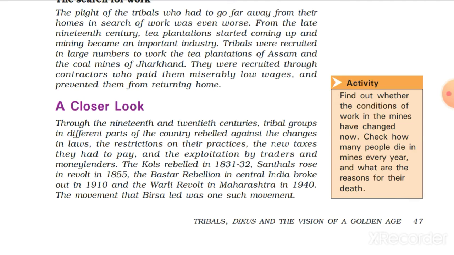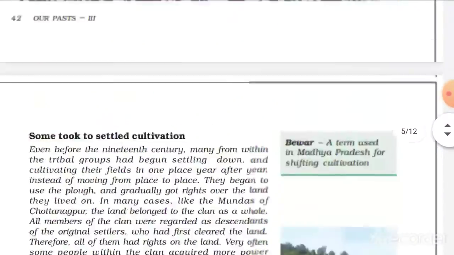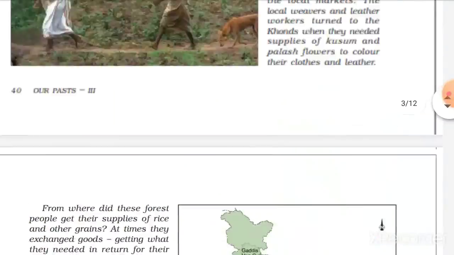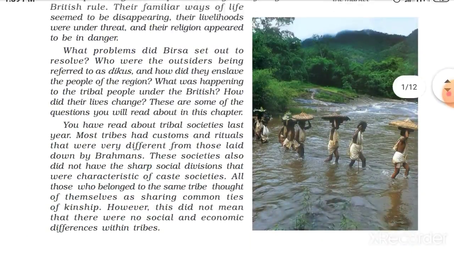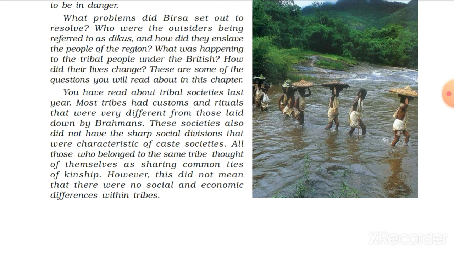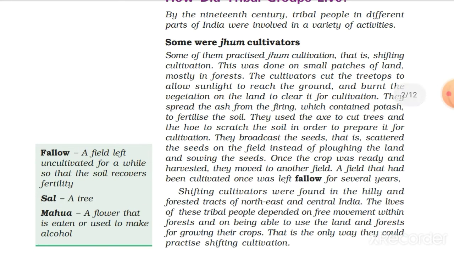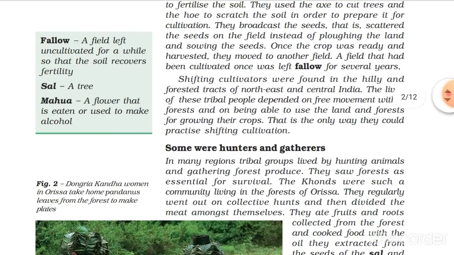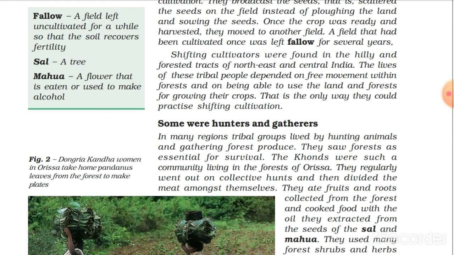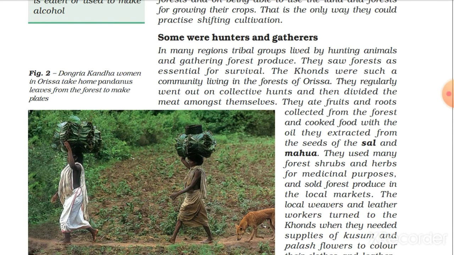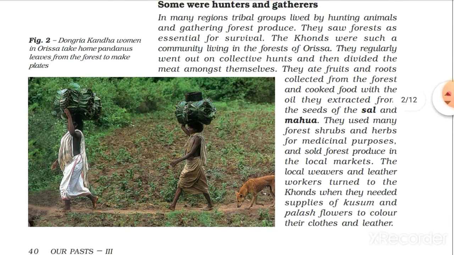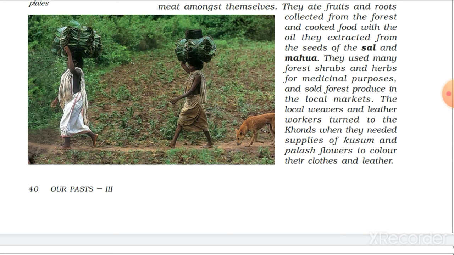And here in this chapter, it is all about tribal people. Okay, let me just explain to you. Here it tells what the questions are, and in the last paragraph it tells that Brahmins' rule was more strict than the tribal ones. Then some were jhum cultivators. Here we got to know how jhum cultivation used to be done previously. And then some were hunters and gatherers. So we got to know a lot of activities, sal, mahua, related to hunters and gatherers. They also provide kusum and palash flowers to color the clothes of weavers.